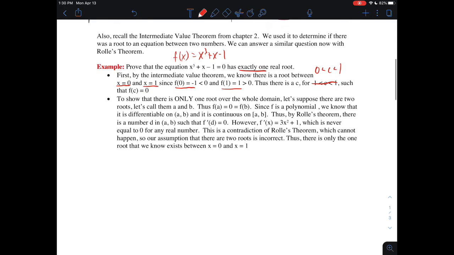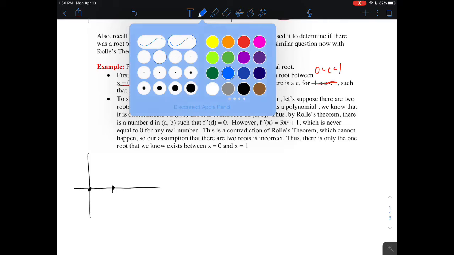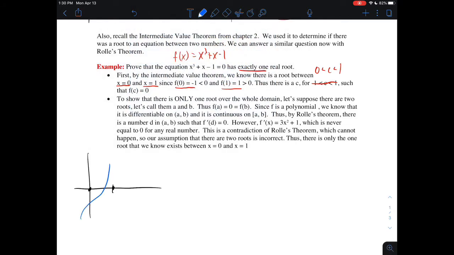only thing. As a little bit of a picture, what you're essentially saying is, here's x equals 0, there's x equals 1. This graph, we are saying, only passes through once and never goes back through the x-axis at any other point in the domain. So, to show that there's only one root, let's suppose that there are two roots. So this is a classic way of proving something. Suppose the opposite. Suppose that there's more than one root. So let's just say that there's two, and let's call them a and b.